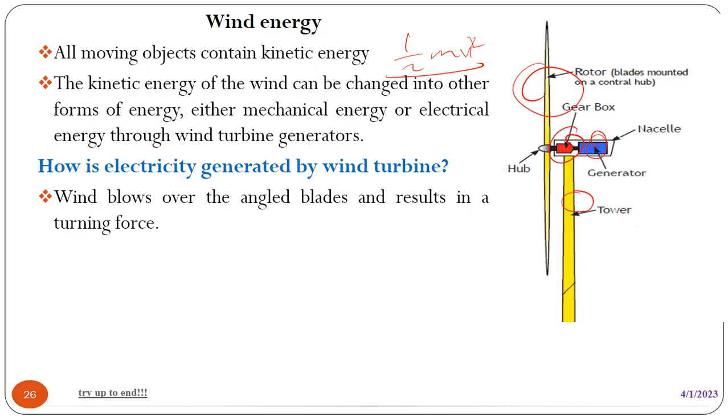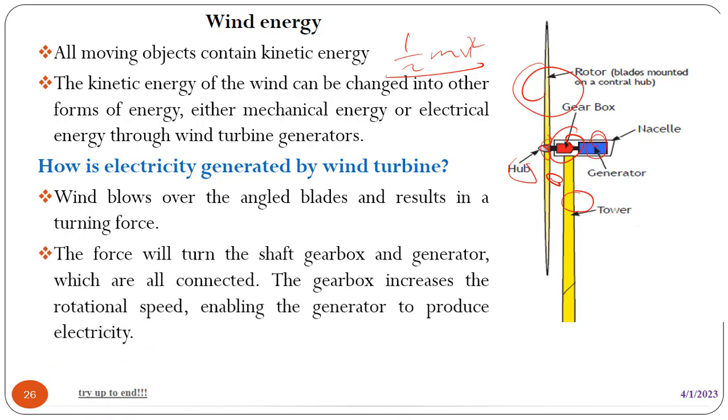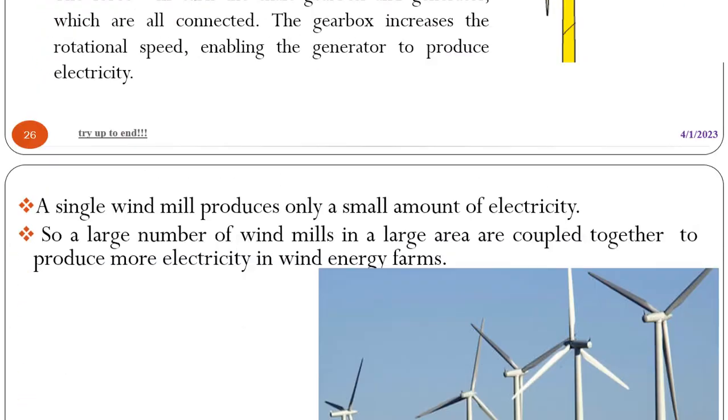And this is a tower. This is a hub which connects this blade and this blade. The force will turn the shaft, gearbox, and generator, which are all connected. The gearbox increases the rotation speed, enabling the generator to produce electricity.